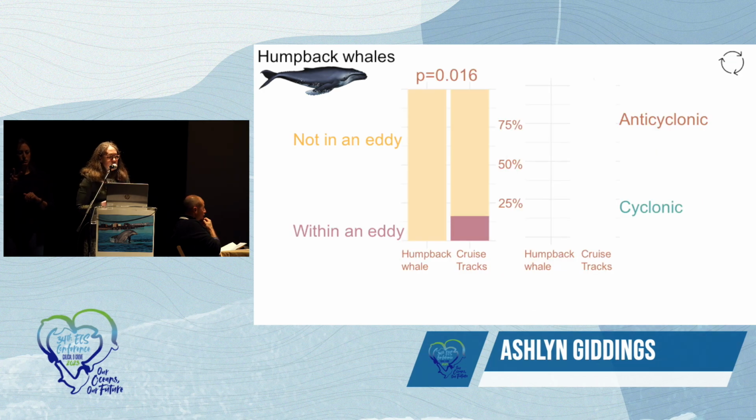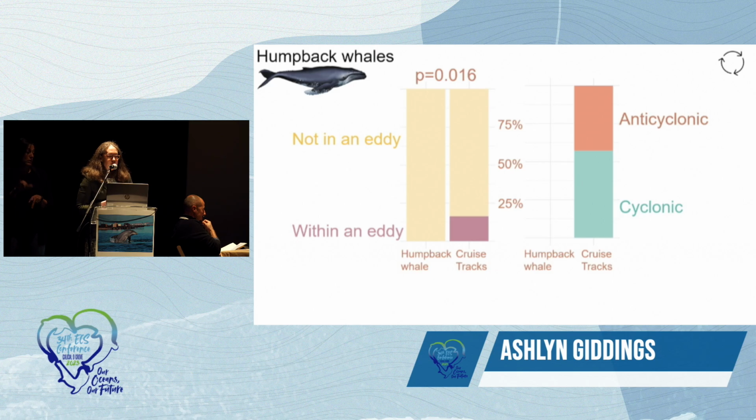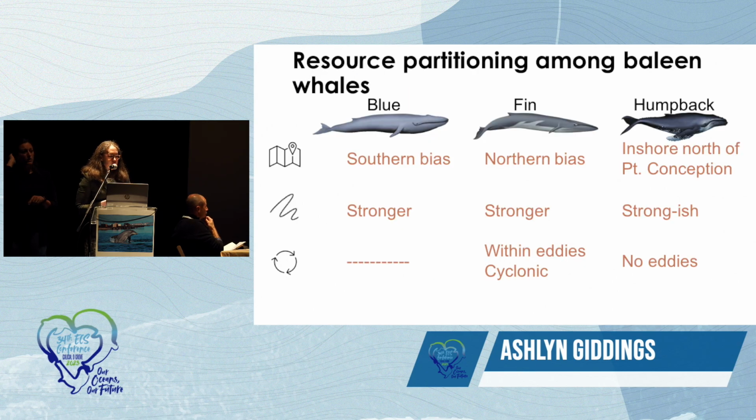And interestingly, if we look at the proportion of encounters within an eddy, we found that not a single humpback whale encounter in our data occurred within an eddy during the summer. So tying that together, we can see that blue whales have a southern bias, fin whales have a northern bias, and humpback whales are found inshore north of Point Conception. Blue whales are found at stronger FSLEs, fin whales were also found at stronger FSLEs, while the situation for humpback whales is a little more ambiguous. Blue whales showed no preference for or against eddies, whereas fin whales were found preferentially within eddies and within cyclonic eddies in particular, whereas humpback whales were not found within eddies.